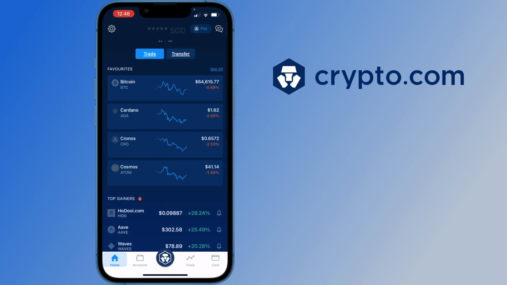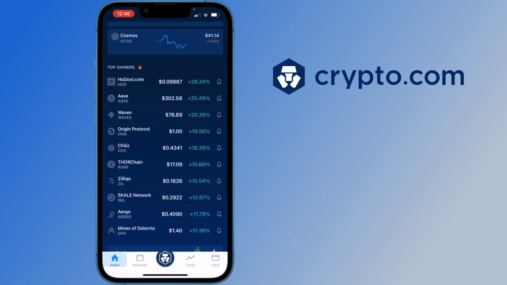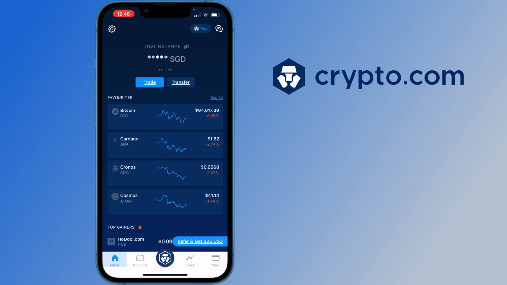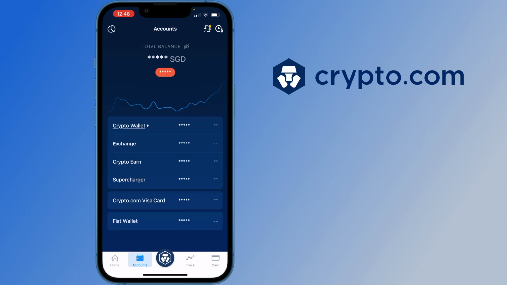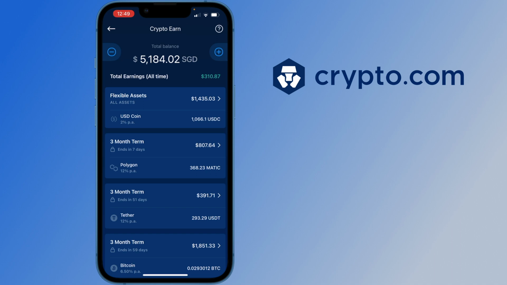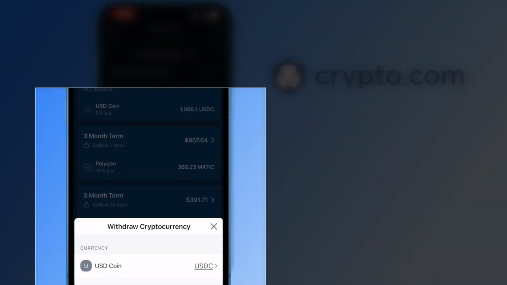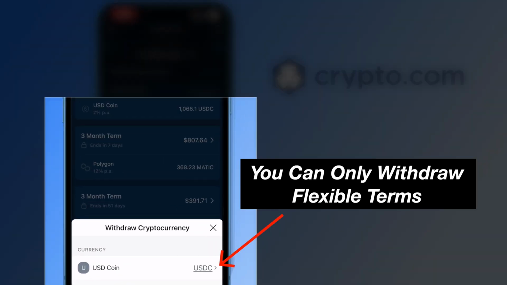If you are looking to withdraw the funds that you've deposited into Crypto.com Earn, here's a guide for you. On the Crypto.com app, you can select the Accounts menu and then tap on Crypto Earn. In this menu, there are both the minus and plus signs, and you can select the minus sign to withdraw your cryptocurrency. You are only able to withdraw cryptocurrencies that are on flexible terms.